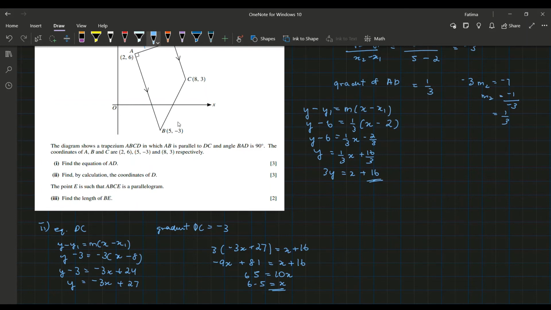Now we have the x coordinate of D. We have to substitute that in either one of the equations to find out the y coordinate. So I'll substitute it in equation DC. So that's negative 3 into 6.5 plus 27. When I do that, I get 7.5. So the coordinates of D are 6.5, 7.5.